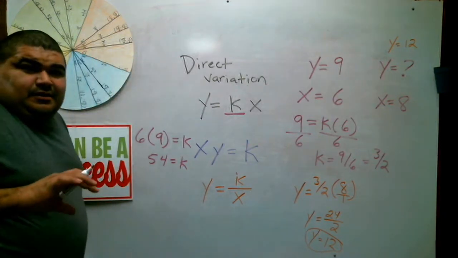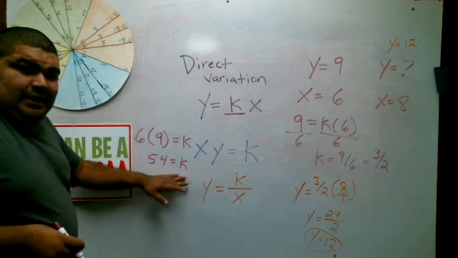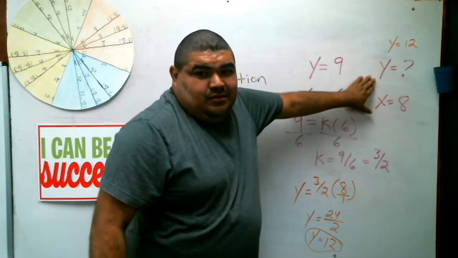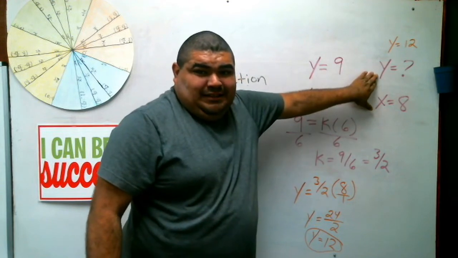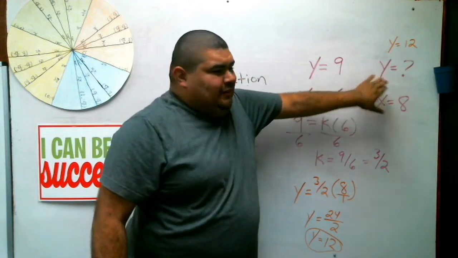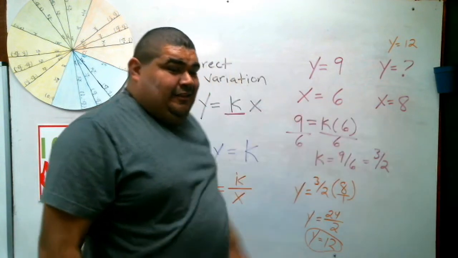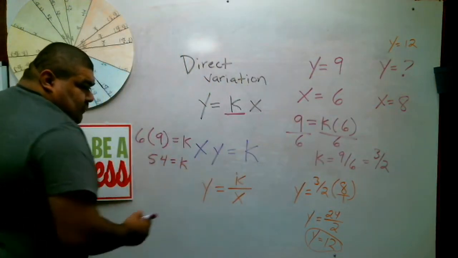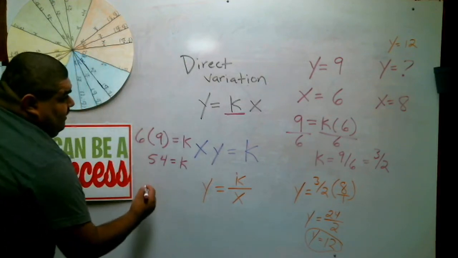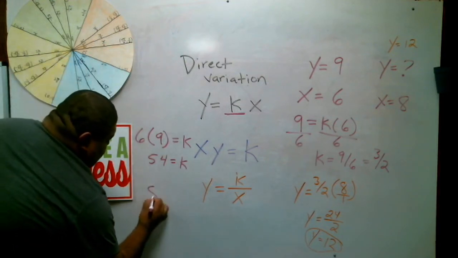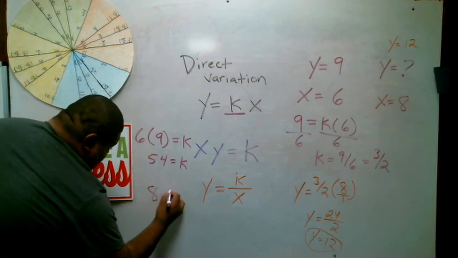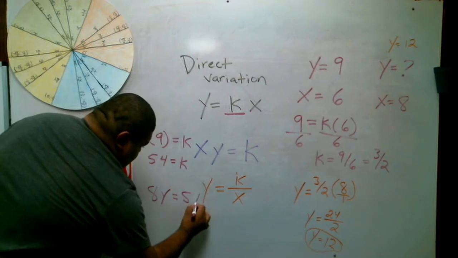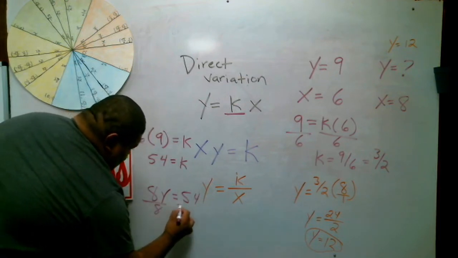Okay? Now that we have our k, again, we're going to plug it in for the second equation. Notice that we don't know what y is. We know x equals 8. So we can say, again, I'm going to use the first one. I like this one better than this one. So we can say 8 times y equals 54. Then we divide by 8.